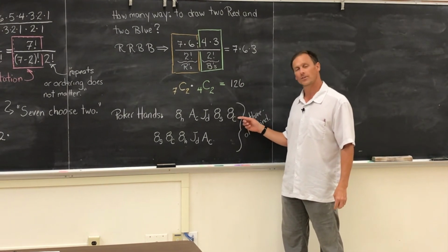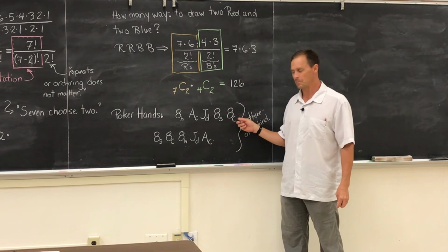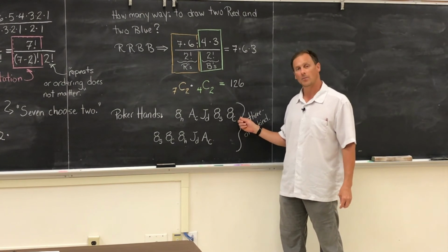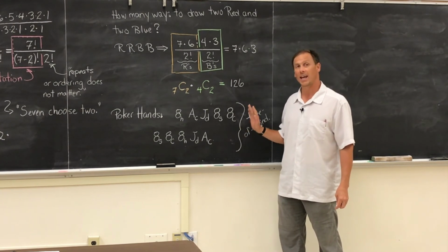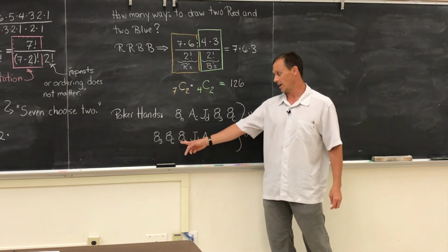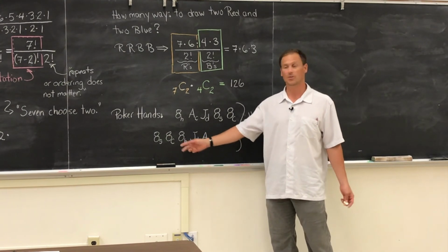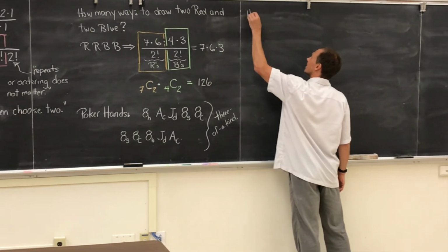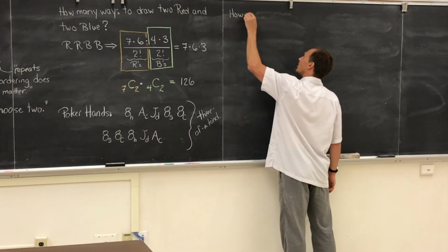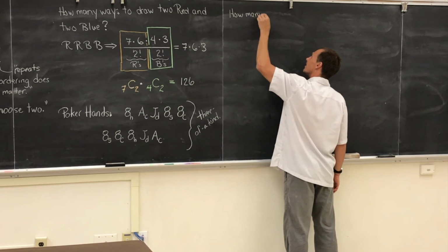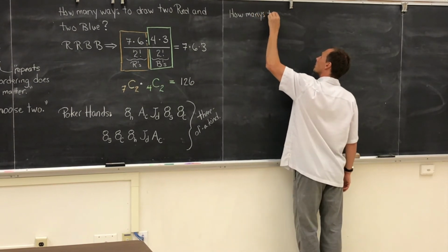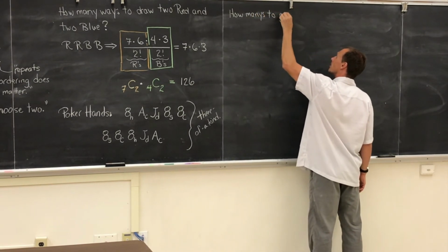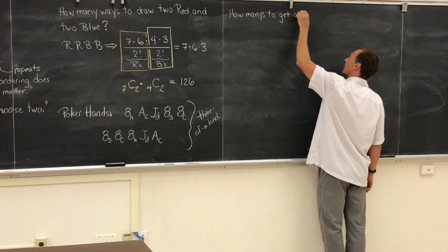So, let's see if we can find out how many ways you could get any 3 of a kind. Not just 8s, but any 3 of a kind. So let's write that. How many ways to get a 3 of a kind?